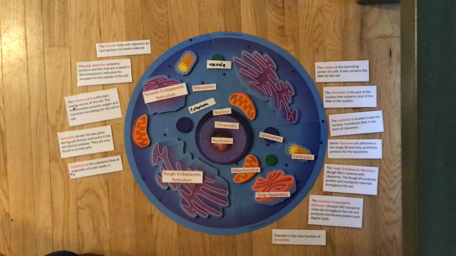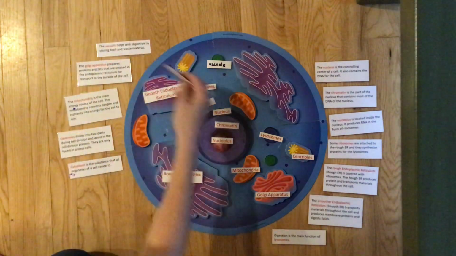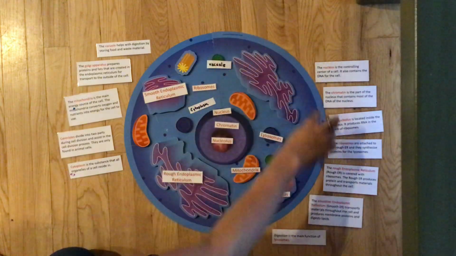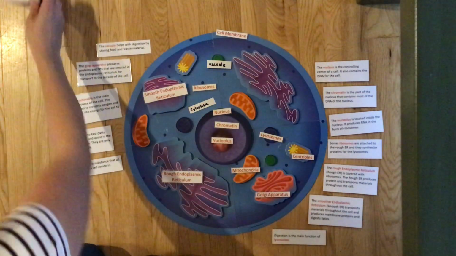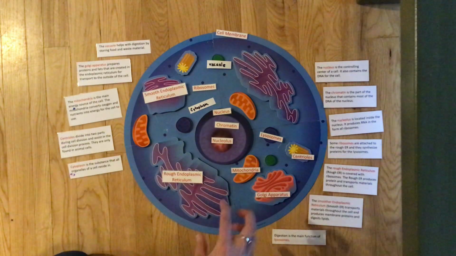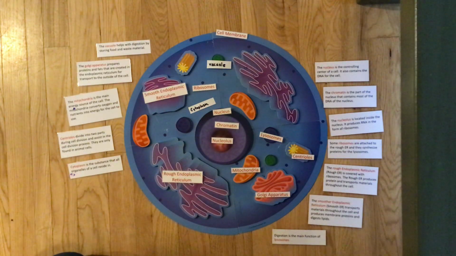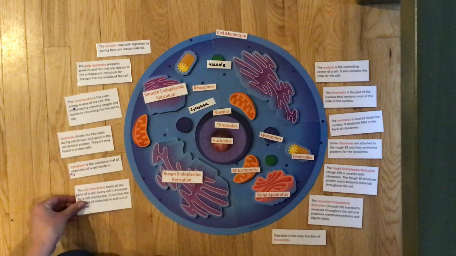And the last organelle is the cell membrane. And that's the membrane that goes around the cell. The cell membrane holds all of the parts of a cell. Every cell is enclosed by a cell membrane. It controls the passage of materials in and out of the cell.